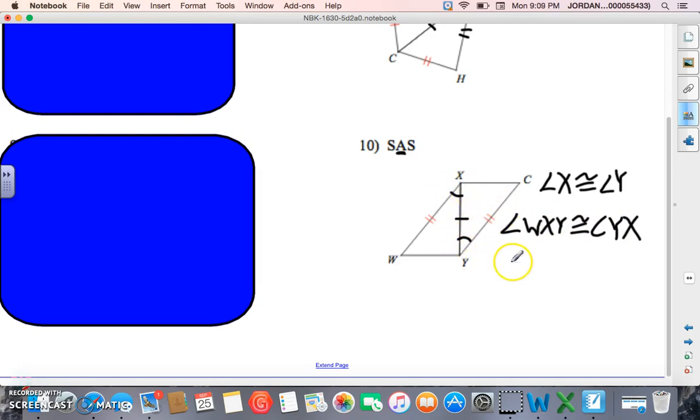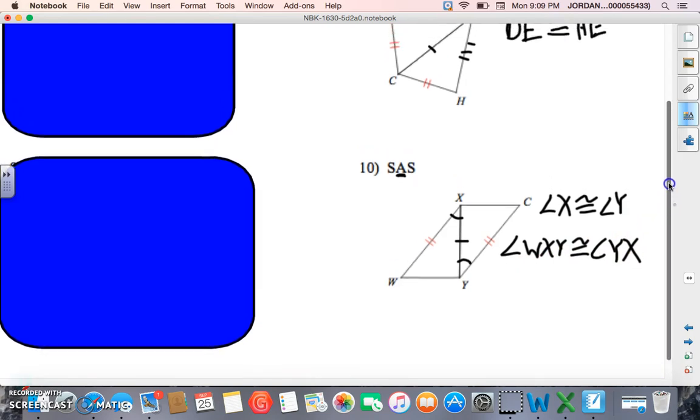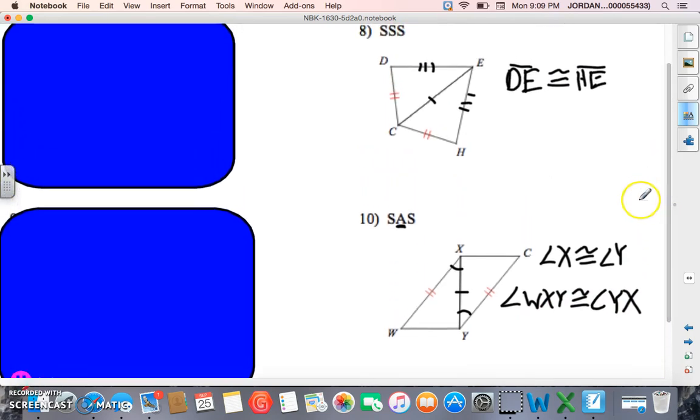Alright, so those are some examples of how you would use side, side, side, and side, angle, side properties to determine if 2 triangles are congruent. Time to practice. Thanks.